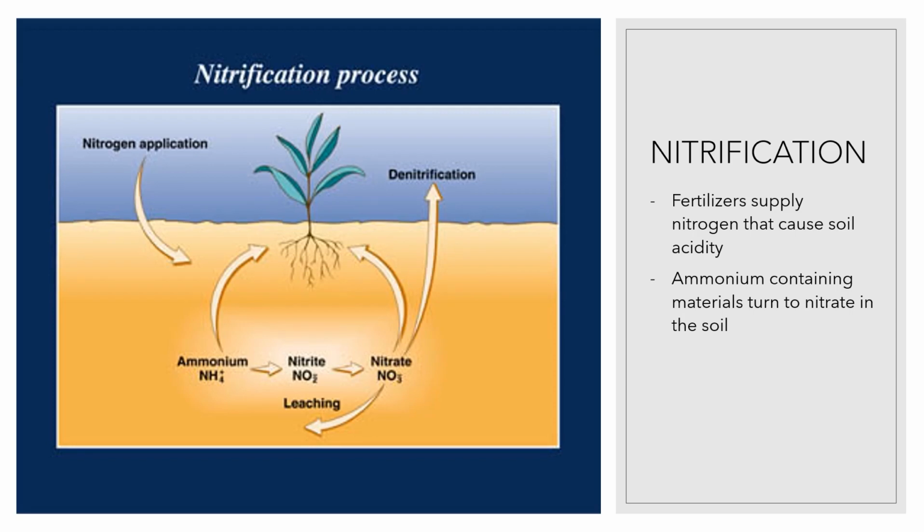The fifth is nitrification. The use of fertilizers, especially those supplying nitrogen, has often been blamed as a cause of soil acidity. Acidity is produced when ammonium-containing materials are transformed to nitrate in the soil. The more ammoniacal nitrogen fertilizer is applied, the more acidic the soil gets.